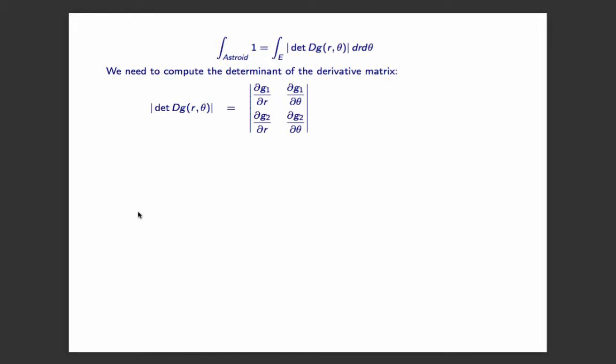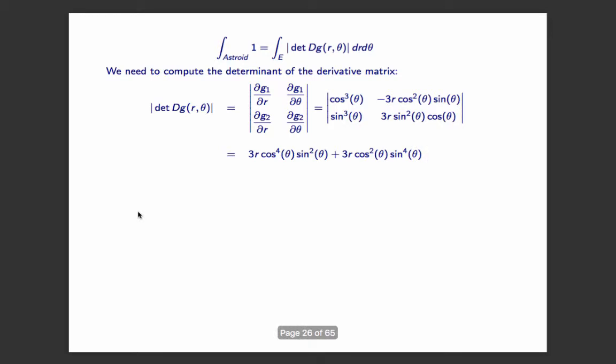So the derivative of our change of variables would be cosine cubed theta in the first entry, negative 3r cosine squared sine in the second entry of the first row, sine cubed in the second entry of the first column, and that bottom right corner is 3r sine squared theta cosine theta, which when you take the determinant is 3r cosine to the fourth power times sine squared plus 3r cosine squared times sine to the fourth.